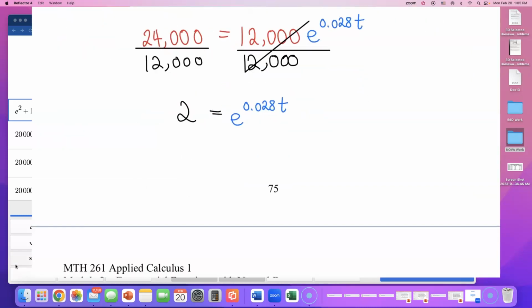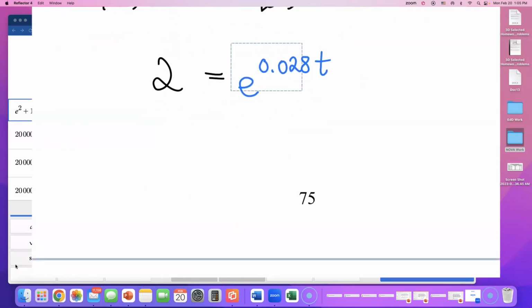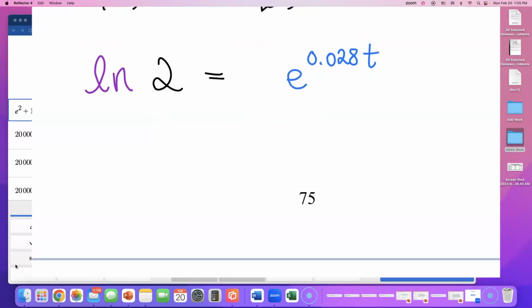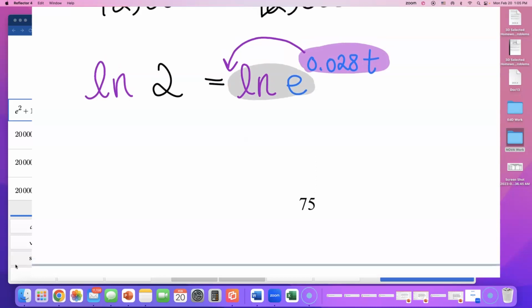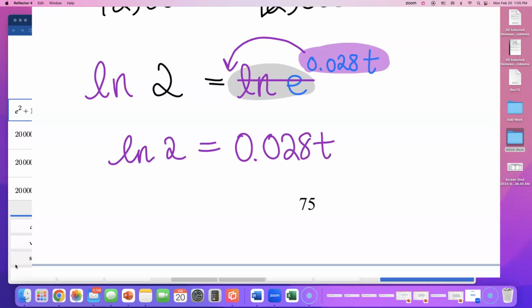And now, we need to bring that t down. That's in the exponent. So remember, we're going to take natural log of both sides. Take natural log of 2. Take natural log of the right side. What will happen now is this exponent will come down to the front. And natural log of e, what's ln e? Well, this is just 1. So you can think of that as just canceling out. So what's left? We have natural log of 2 on the left side, and we have 0.028t on the right side.